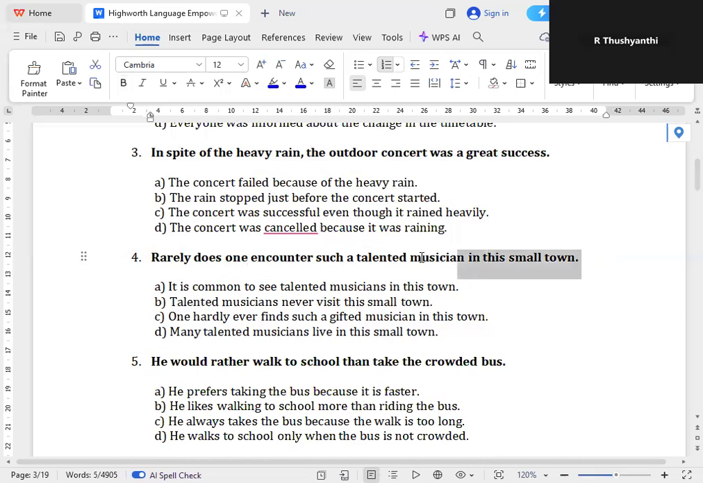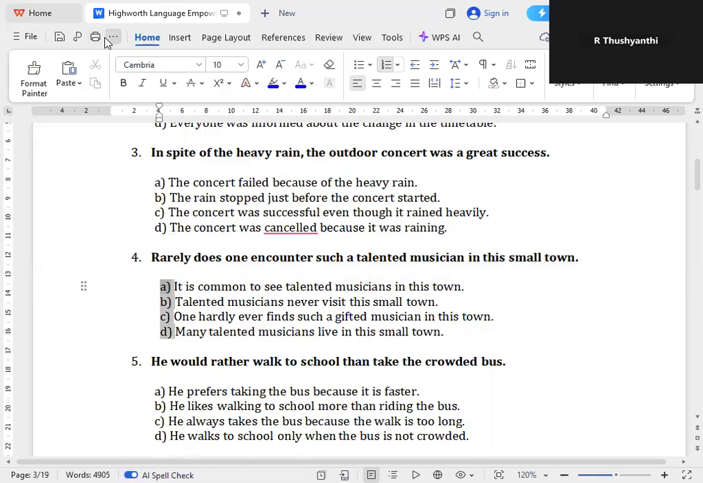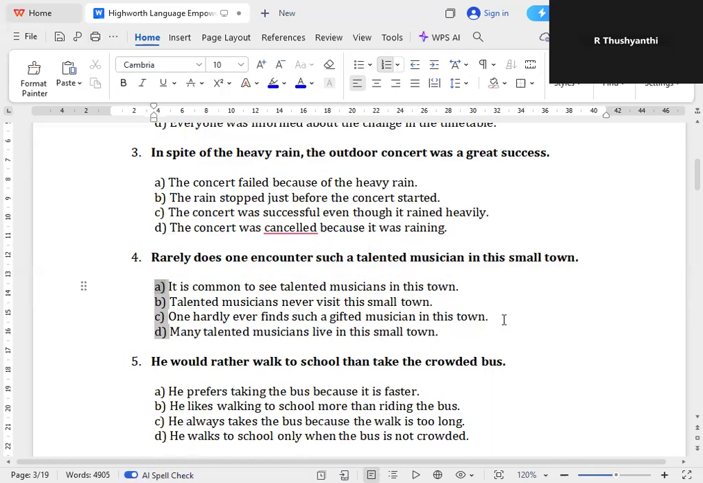Okay, we can't see a lot of talented musicians in this village. So we rarely see a talented musician in the village. That's what this sentence says. Let's see the options now below, A to D. A says it is common to see talented musicians in this village. Not common, right? Rarely we see. Very rarely. So A is not the correct one.